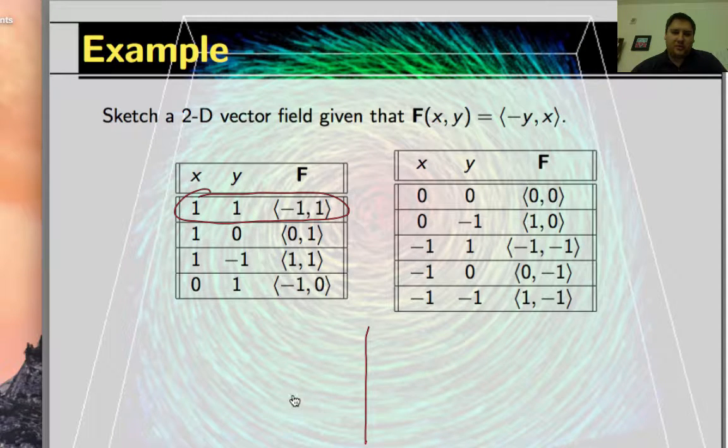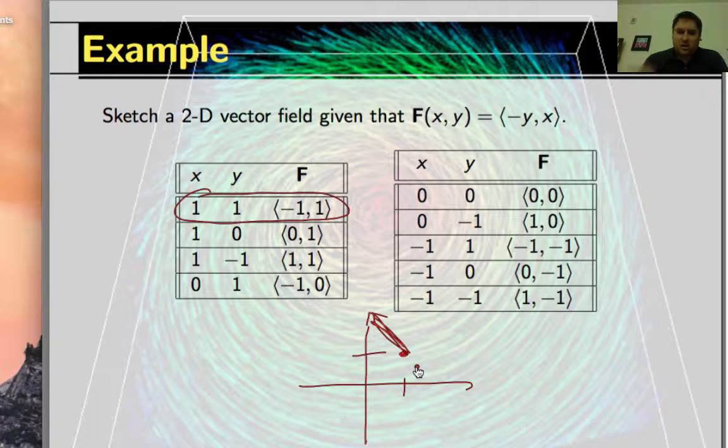So let me just draw a rough sketch of what's happening here for you. This is saying that at the point 1 comma 1, which I believe is right there, we would start at that point, and then our vector is going to be the vector negative 1, 1. So that means we're going left 1 unit and up 1 unit. So my first vector is going to look something like this. It's going to start at the point 1, 1, and it is pointing in the direction of negative 1, 1. And it has the magnitude of square root of 2, all these things you remember from vectors forever ago, hopefully. Let's plot a few more of these.